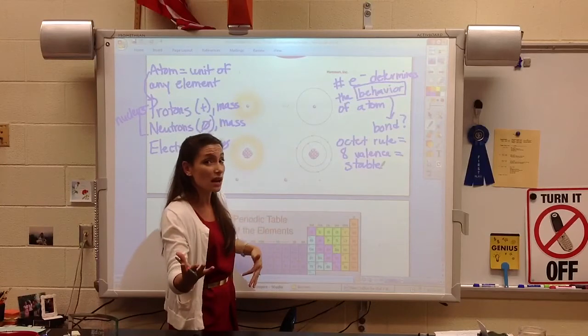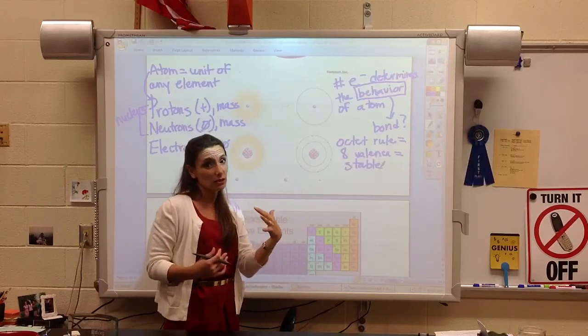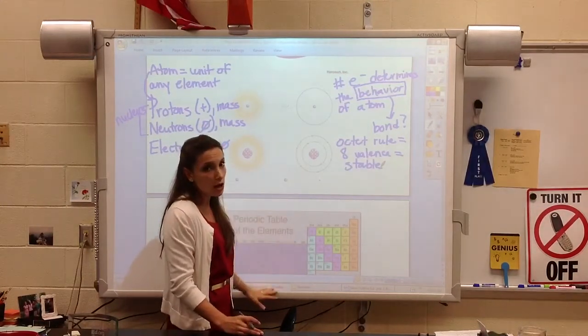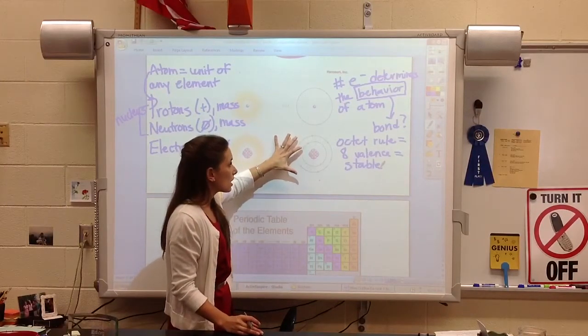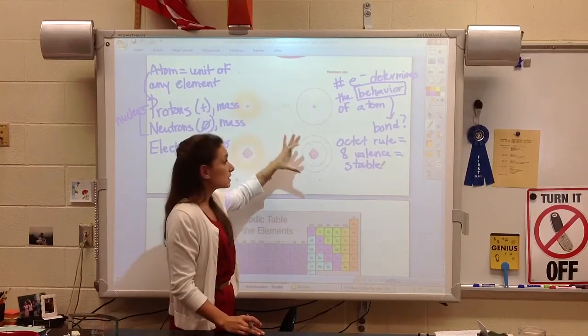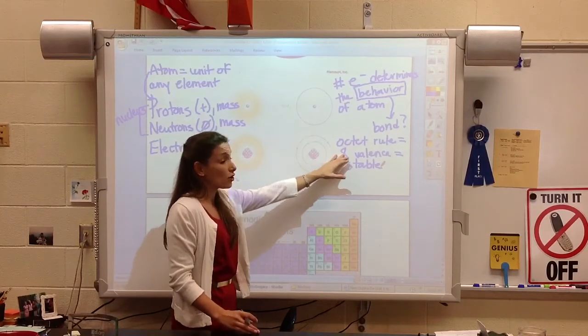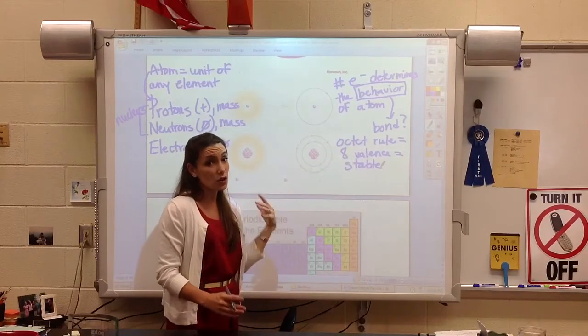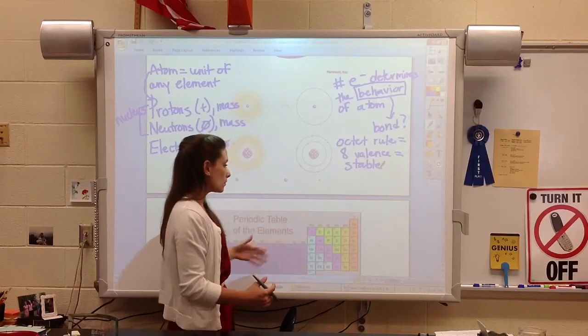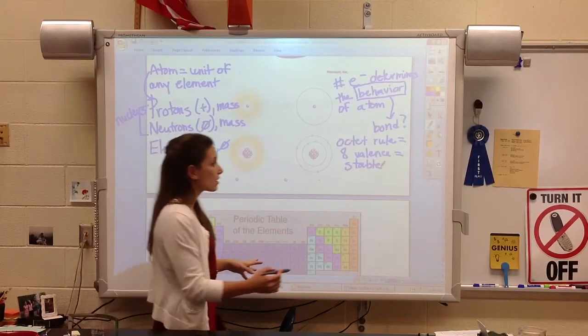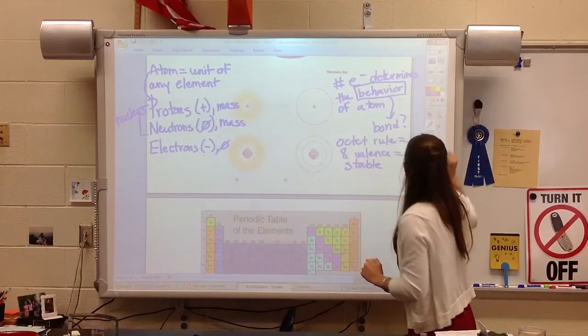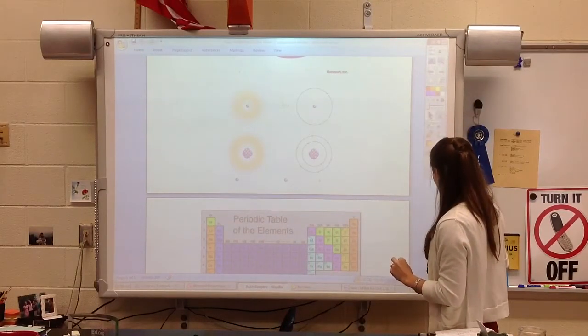They might donate electrons, they might accept electrons. And that's what we're going to talk about with the bonds a little bit later. But we really need to focus on, is this atom stable? And how far away they are from 8 is going to determine that. And so we want to look at a couple of examples that are important to biology. So we go to our periodic table.